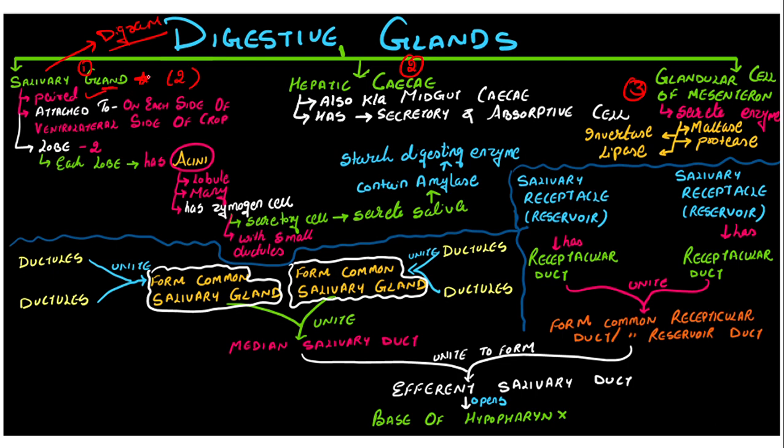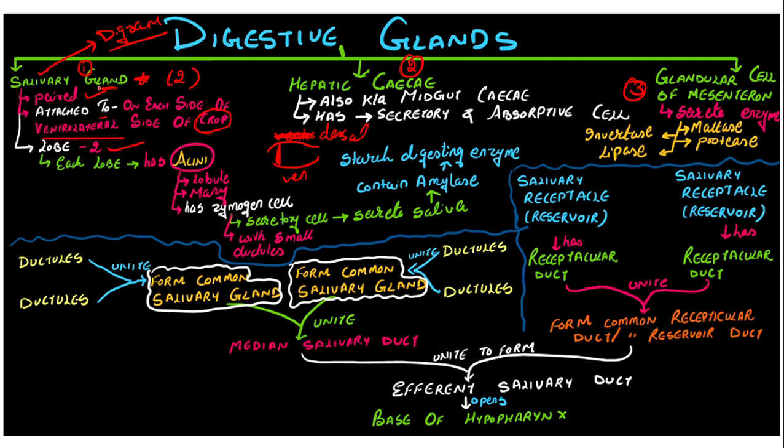The name itself says gland, which means some secretion will be there. What secretion? Saliva secretion. Now this is attached on each side of the ventrolateral. We know that if this is the cockroach, this is the dorsal side, this is the ventral side, and this is going to be the lateral side. So it is present on the ventrolateral side of the crop.